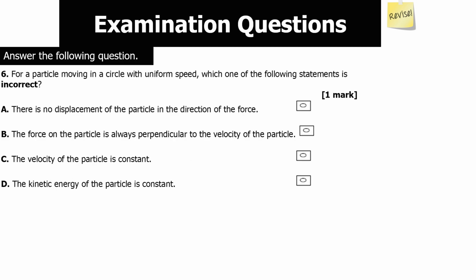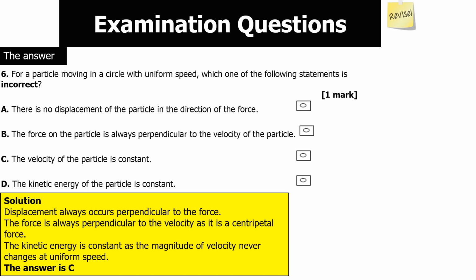The next question says, for a particle moving in a circle with uniform speed, which of the following statements is incorrect? So pause the video now, then unpause the video when you want to go through your answer. Right, so the answer for this one is C, because displacement will always occur perpendicular to the force for a centripetal force, and the force is always perpendicular to the velocity. The kinetic energy is constant because the magnitude of velocity never changes with a uniform speed, so the only possible answer that could be correct is C.